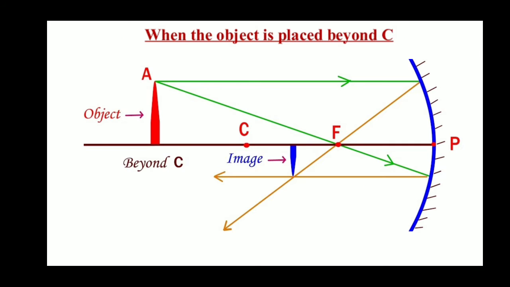Now we go to the second case. I'll keep the object from infinity. I'm coming closer to mirror. I keep the object beyond C. Now I call it as here my object, instead of drawing as an arrow, this way also you can represent.